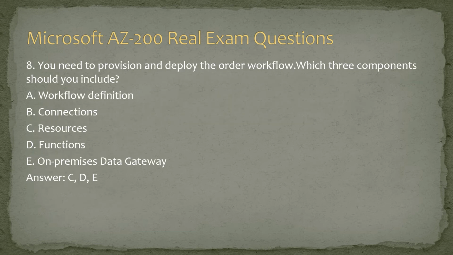8. You need to provision and deploy the order workflow. Which three components should you include? A. Workflow definition. B. Connections. C. Resources. D. Functions. E. On-premises data gateway. Answer: C, D, E.